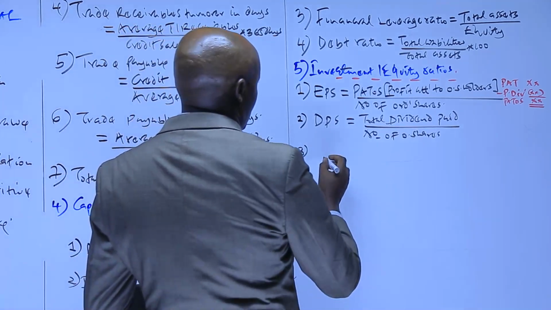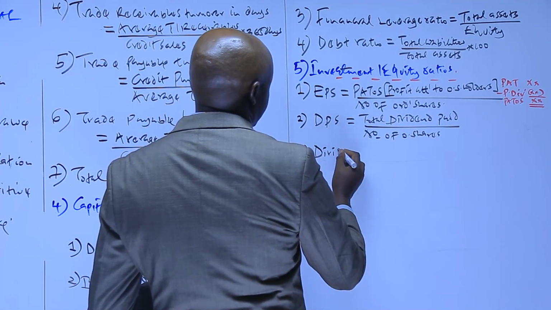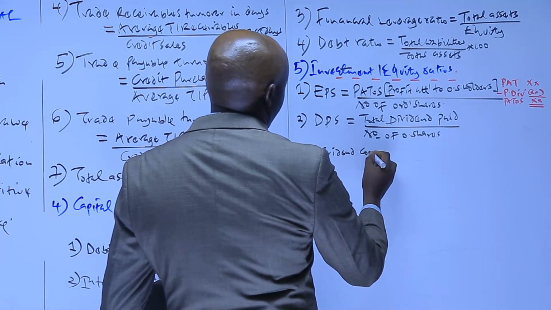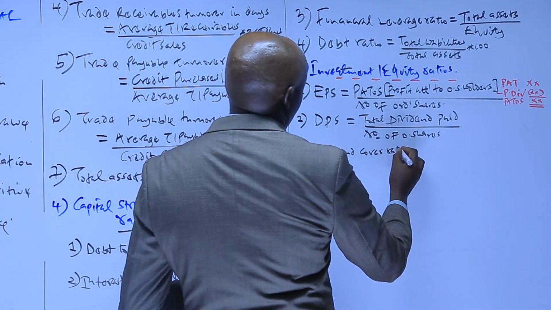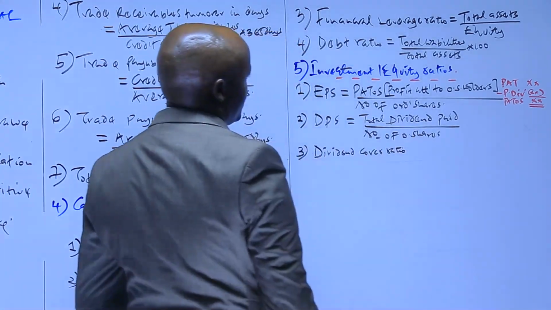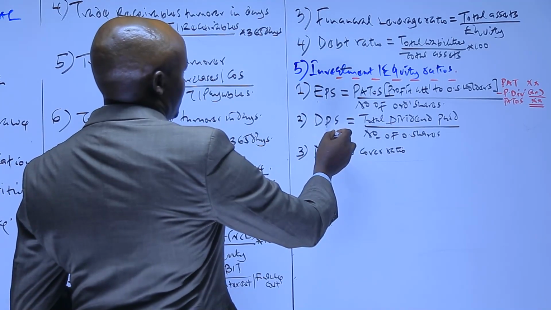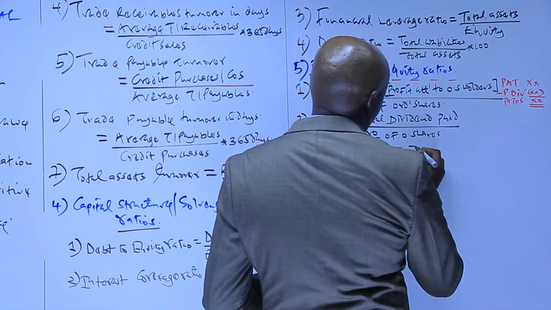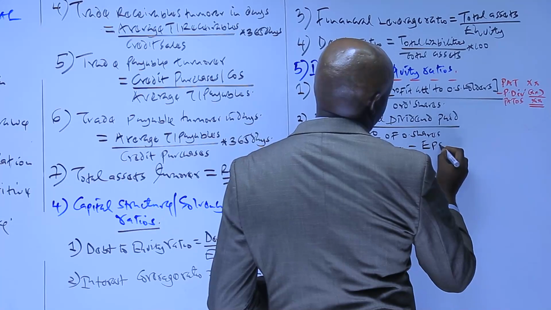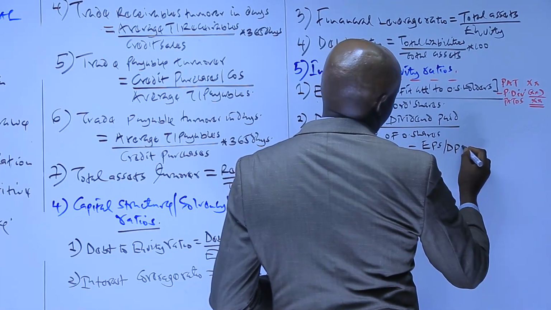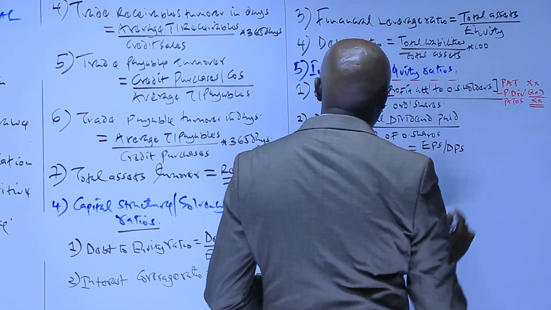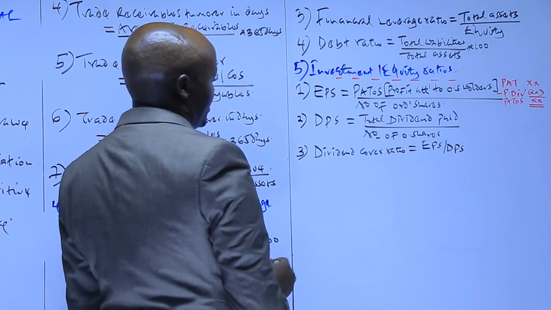The other one is called the dividend cover ratio. So this ratio here is computed using the earnings per share and also the DPS. So we take the earnings per share, we divide that by the DPS. Whatever you get here is known as the dividend cover.